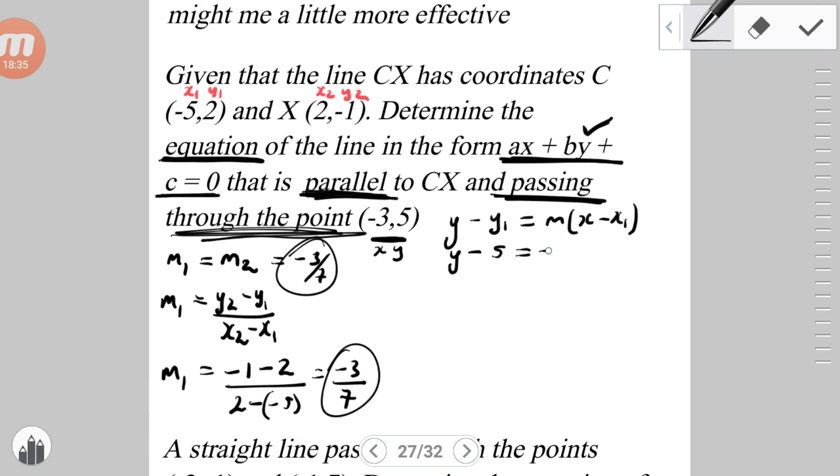M naturally is going to be minus 3 over 7 times X1 here, or X minus X1 here is going to be negative 3 here. Okay, and so we're going to simplify here. So Y take away 5 is equal to, let's distribute here. Naturally, we already know how to distribute a fraction. The numerator distributes the term, divides by the denominator. So that's minus 3 times X. That's minus 3X over 7.